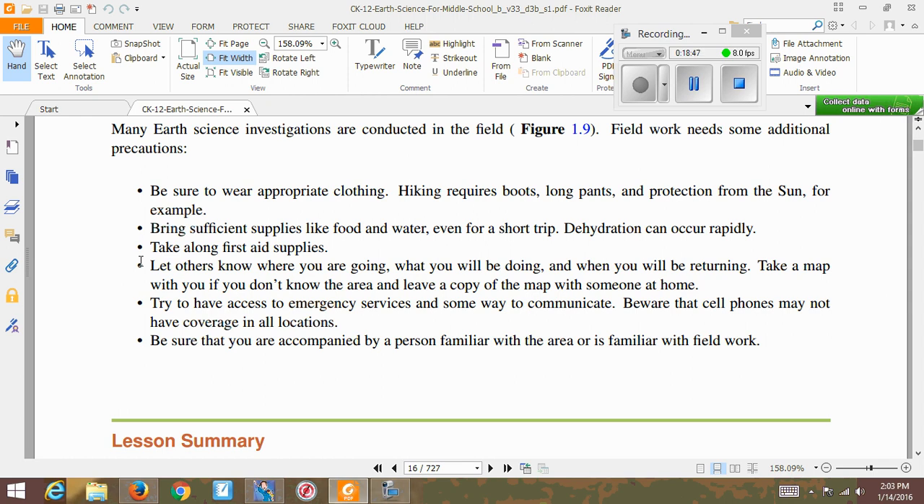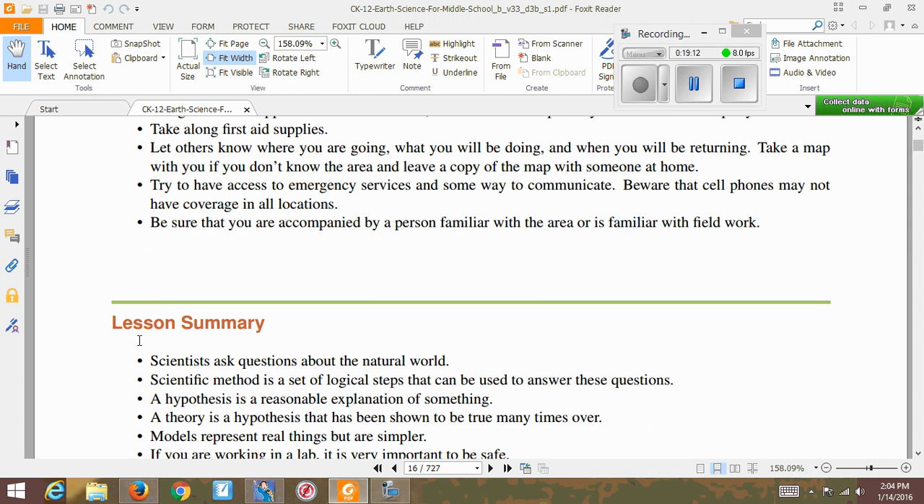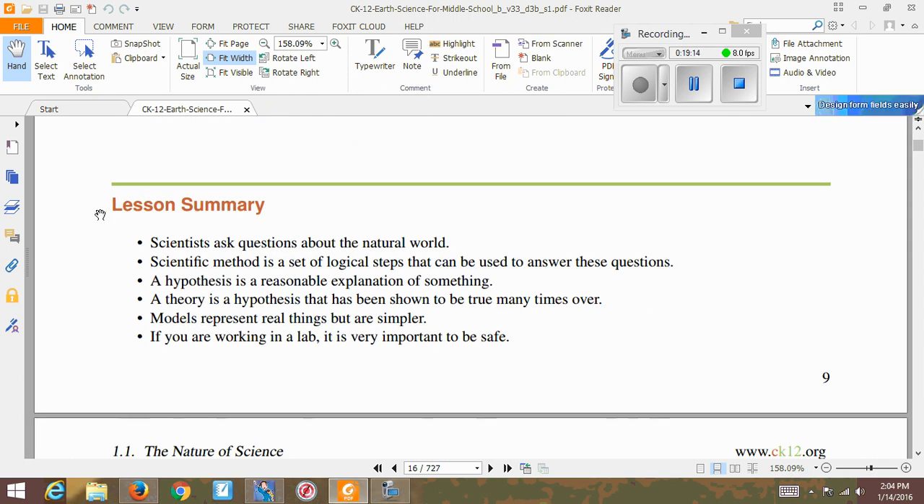Lesson summary. Scientists ask questions about the natural world. Scientific method is a set of logical steps that can be used to answer these questions. A hypothesis is a reasonable explanation of something. A theory is a hypothesis that has been shown to be true many times over. Models represent real things but are simpler. If you are working in a lab, it is very important to be safe.